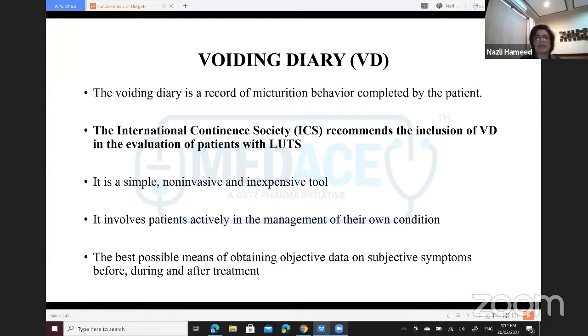So it empowers the patient. The patient is actively involved in the management of her own condition, and more objectively, she can understand whatever dietary advice or fluid modification or conservative advice we are giving to her. Secondly, it can also give us a useful tool, during the treatment and after treatment, to monitor improvement, both subjectively and objectively.